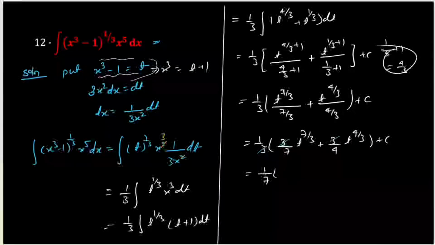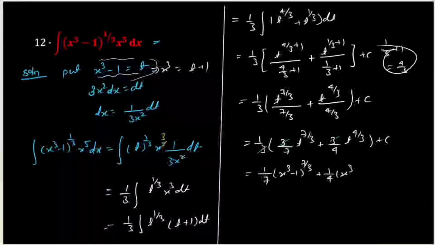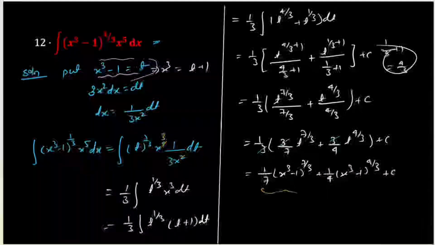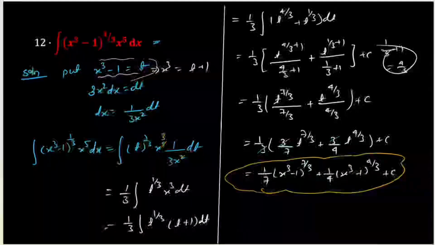So 1 by 7 into (x cube minus 1) power 7 by 3 plus 1 by 4 into (x cube minus 1) power 4 by 3 plus c. This is your answer. Okay, next problem.